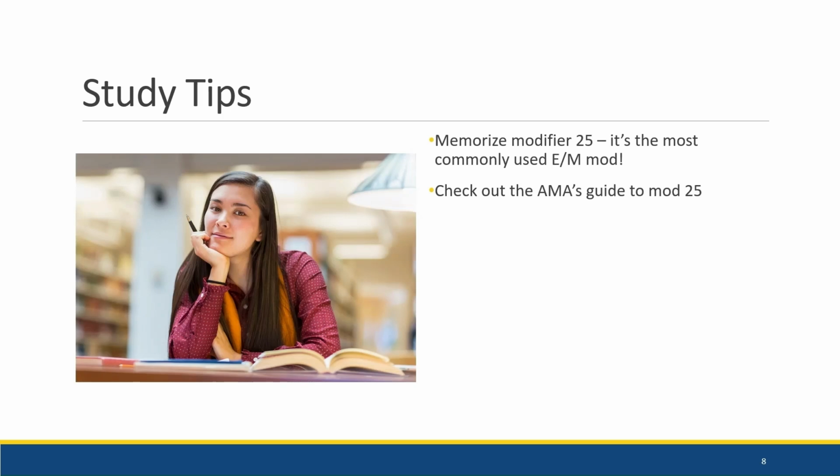So here are some study tips for you. Memorize modifier 25. It's the most commonly used E&M modifier. You're going to see it a lot both in your practice and in real-world production coding. Also, check out the American Medical Association's guide to using modifier 25. I've put a link in the description below. You can get a free PDF copy of this guide, and it's very helpful with some additional information on a lot of what I talked about today.